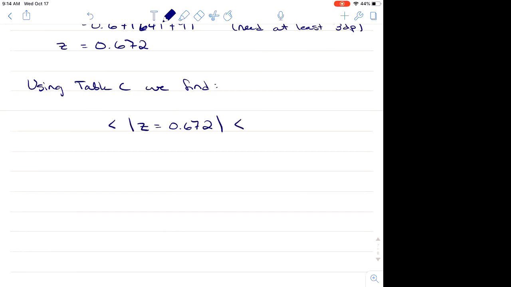We try to fit it between 2 values, but we can't. It's just less than 0.674. And all we know is that it's bigger than 0. So that's what's going on there.